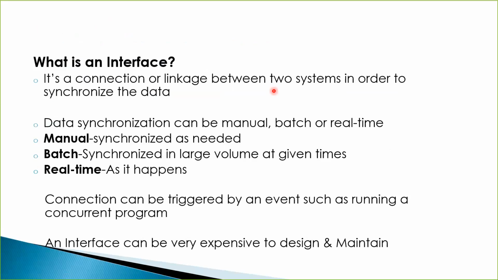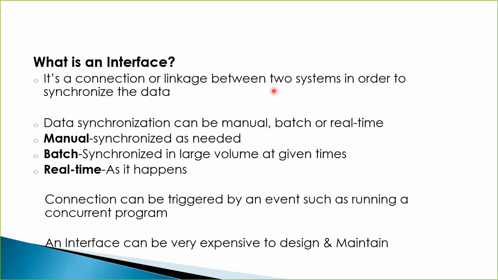Now, when you're talking about the data conversion process, we need to talk about an interface. What is an interface? An interface is basically a connection or linkage between two systems in order to synchronize the data. It's that connection between the legacy system and the Oracle system, or any other system and Oracle, or even between different modules within the Oracle EBS system. That's how each and every module talks. They talk through interfaces. Each module is connected to each other.